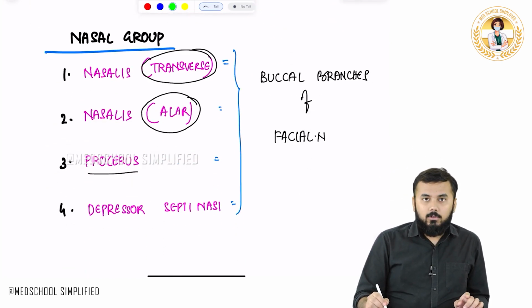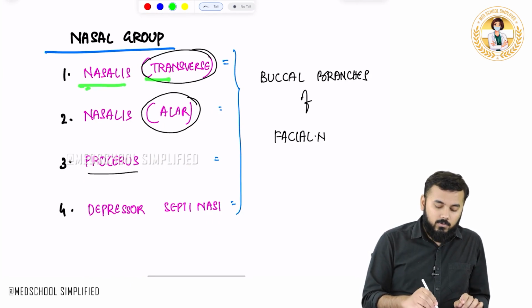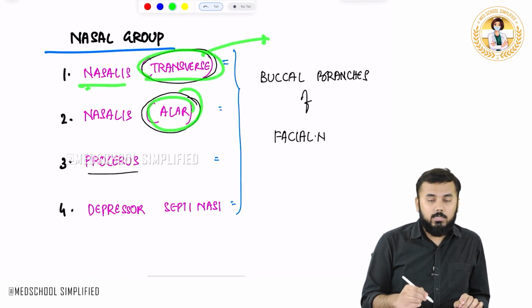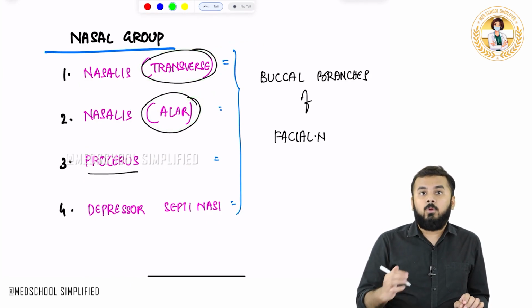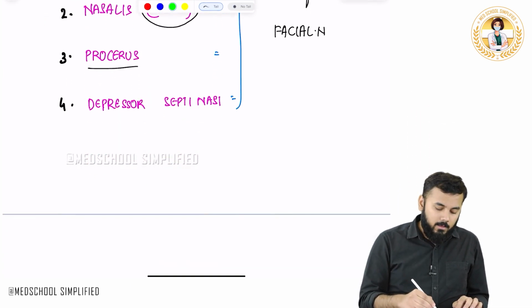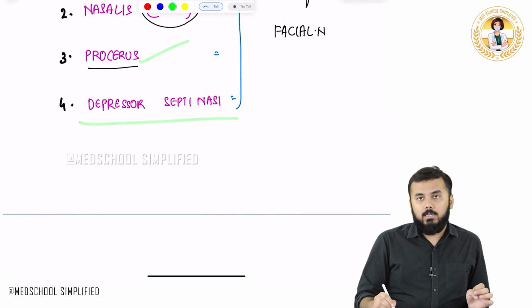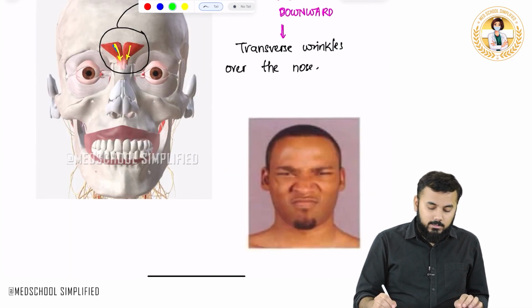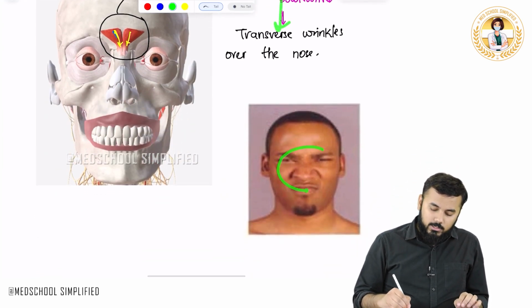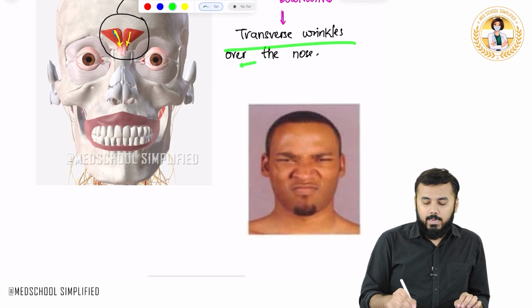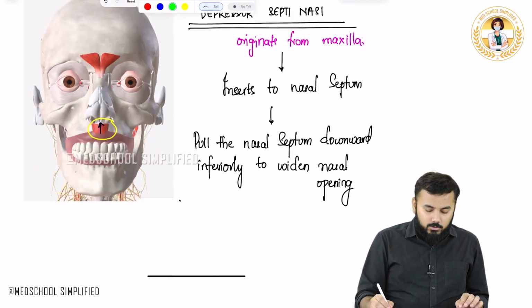Next, coming to the nasal group, you have nasalis, with transverse and alar parts. Transverse is responsible for closure of your nasal openings, alar is responsible for opening of your nasal openings. We have next procerus and depressor septi nasi. This is your procerus. This will pull the eyebrows down, which leads to this particular facial expression, that is transverse wrinkles. Okay. So that is the thing.